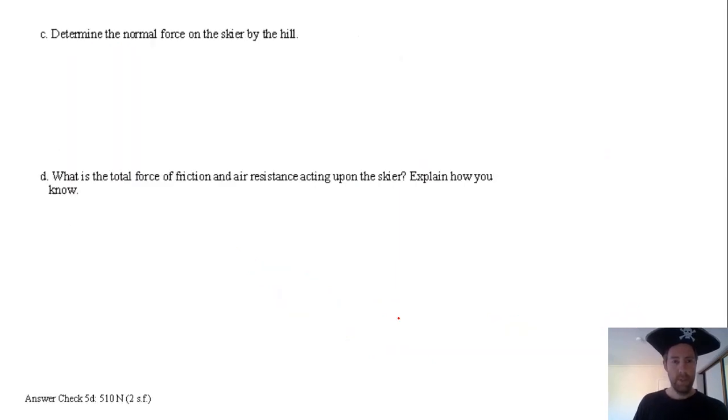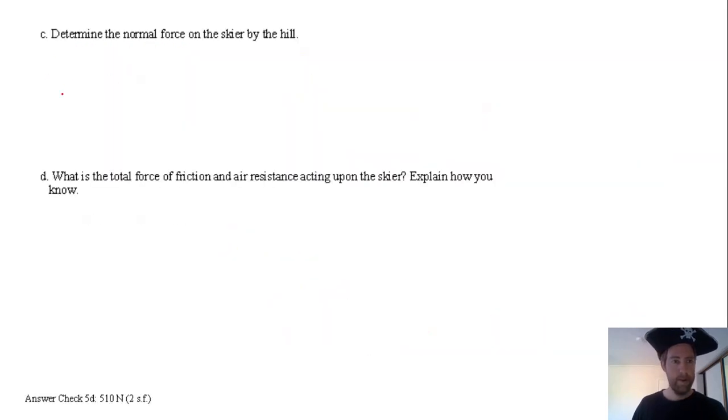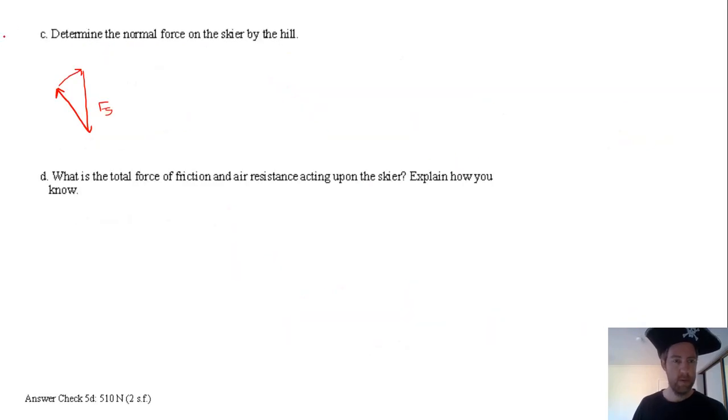Determine the normal force on the skier by the hill. Let's draw our vector addition diagram again. 35-degree hill, normal force, force of friction. Really important you put the 90 degrees in there. Which one of these is the 35?